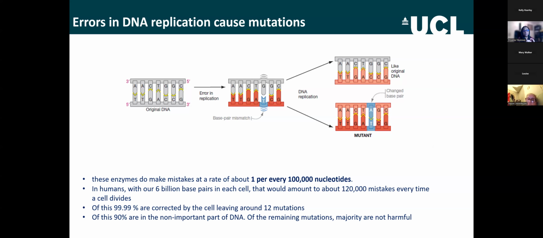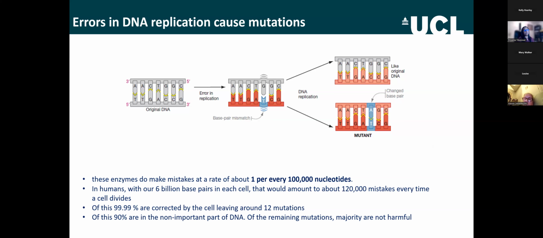99.9% is corrected. That leaves around 12 mistakes. Of these 12 mistakes, 90% are in the non-important part of the DNA, so it doesn't really affect the functions of the cell. But the remaining 10%, which works out to be about 1.2, can happen in an important region of the DNA. And even of that, the majority of the time, it does not have a harmful effect.